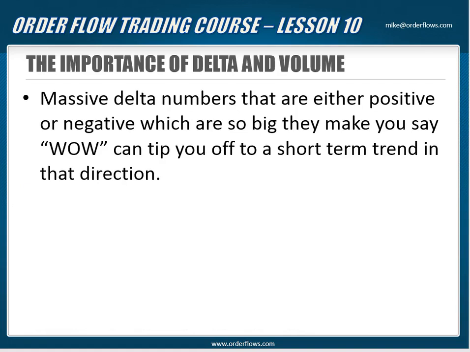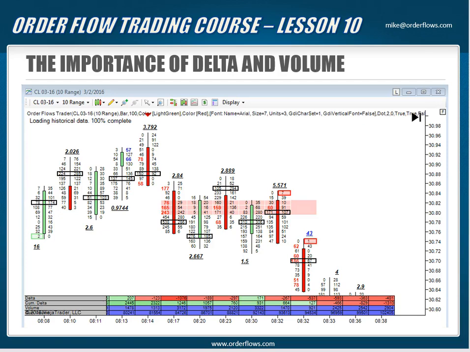Now, another way to interpret deltas is when you have massive delta numbers that are either positive or negative. They're just so big, you find yourself saying, wow, it could tip you off to a short-term trend in that direction. For example, in a market that's trading relatively small deltas, a couple hundred aside, like this crude oil chart, most of the deltas you see are 200, 100, 189, 297, 267, 500, 400 is pushing it. But here you got a big negative delta, minus 1,000. You've got a selling imbalance right at that level in that bar.